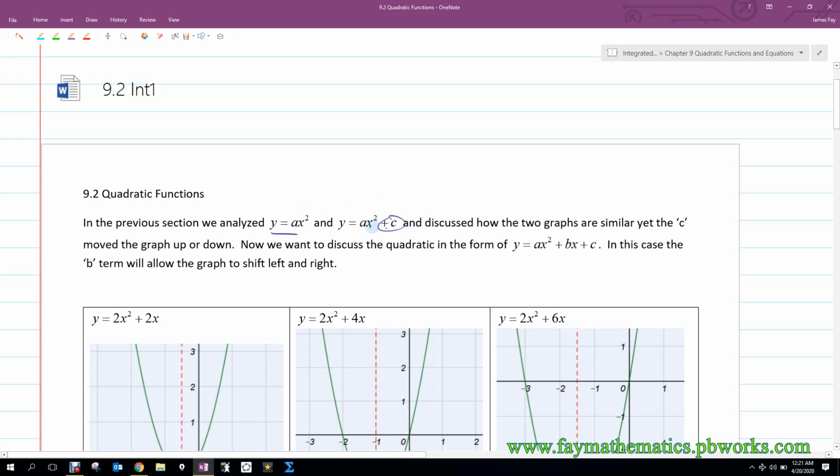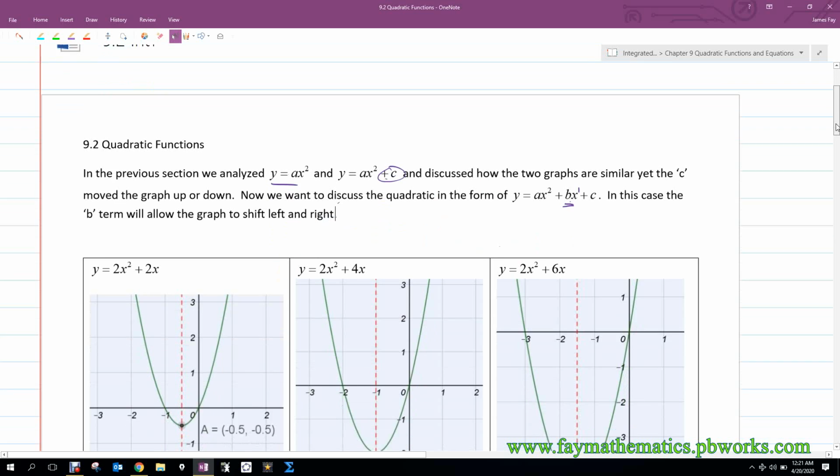Okay. Now what we're going to do is we're going to actually put in this b term. We're going to put in that middle b times x to the first power and see what that does to our graph. What we're going to find out is that it actually moves it left and right. Okay.